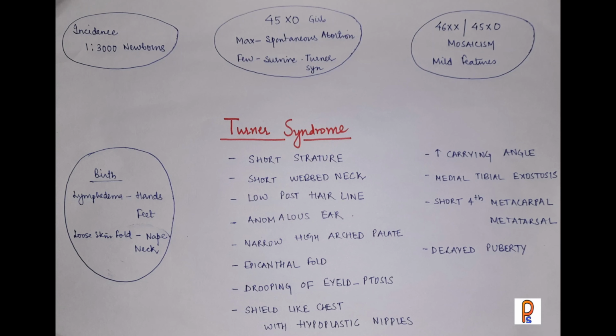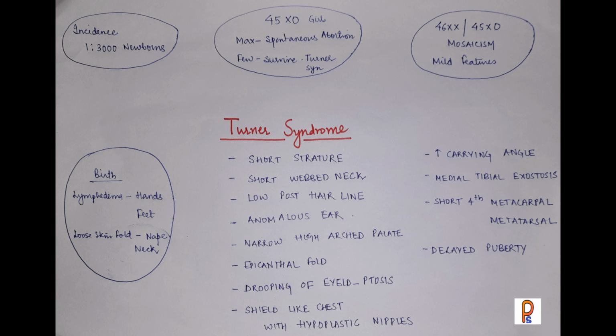The incidence of Turner syndrome is 1 in 3000. It occurs because of the absence of one of the X chromosomes. So there will be 45X, or we can call it 45X0. In the child which has 45X0, the maximum undergo spontaneous abortion, and the few who survive will present with Turner syndrome. And sometimes there is mosaicism. So there may be presentation with 45XX and 45X.